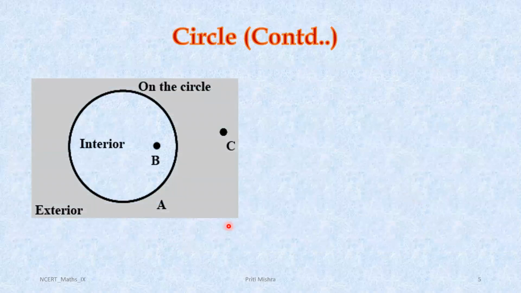Now in this figure you can see we are having 3 points A, B and C. So point A is lying on this circle and B is lying inside the circle. So we will say B is a point in the interior of the circle and C is a point in the portion which is exterior of this circle. So a circle is having 3 types of regions on a plane: interior, exterior and on the circle.